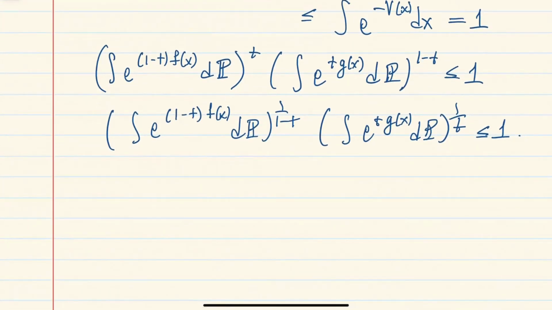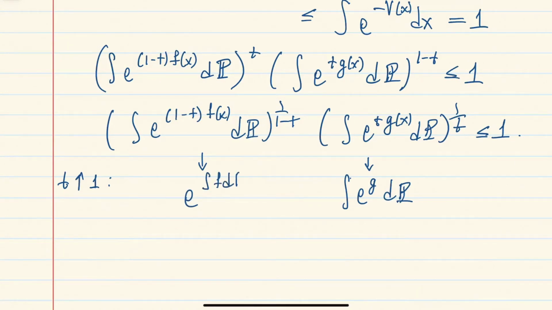And then we send t to 1. So we take a limit t goes to 1. The second term here will converge, at least formally. If you replace t by 1, this is just integral of e to the g with respect to this Gaussian measure. Okay, and then when you send t to 1, 1 minus t goes to 0, and it's a simple exercise using L'Hopital's rule to see that this is just integral of e to the integral of f with respect to p.